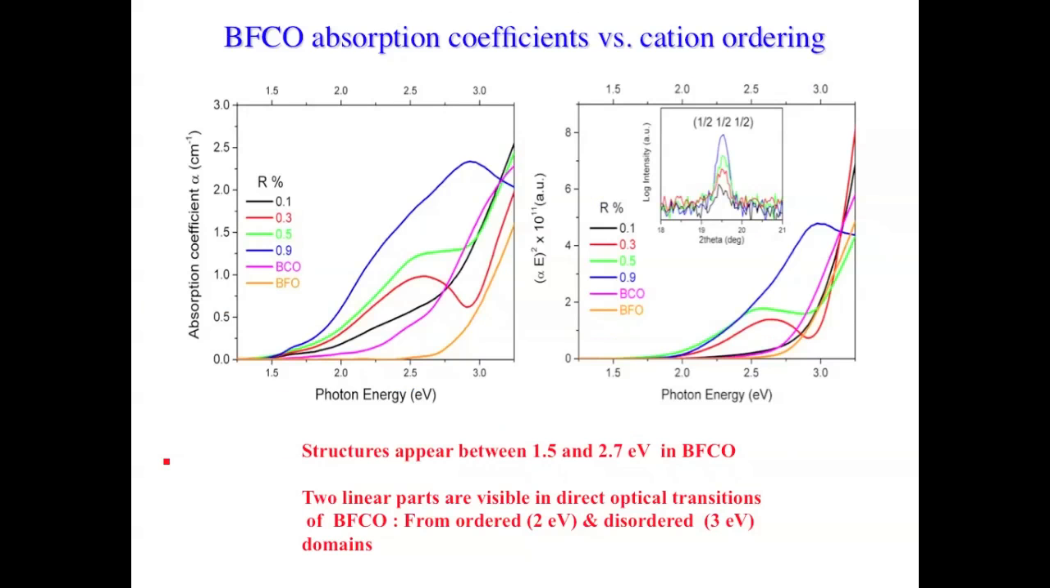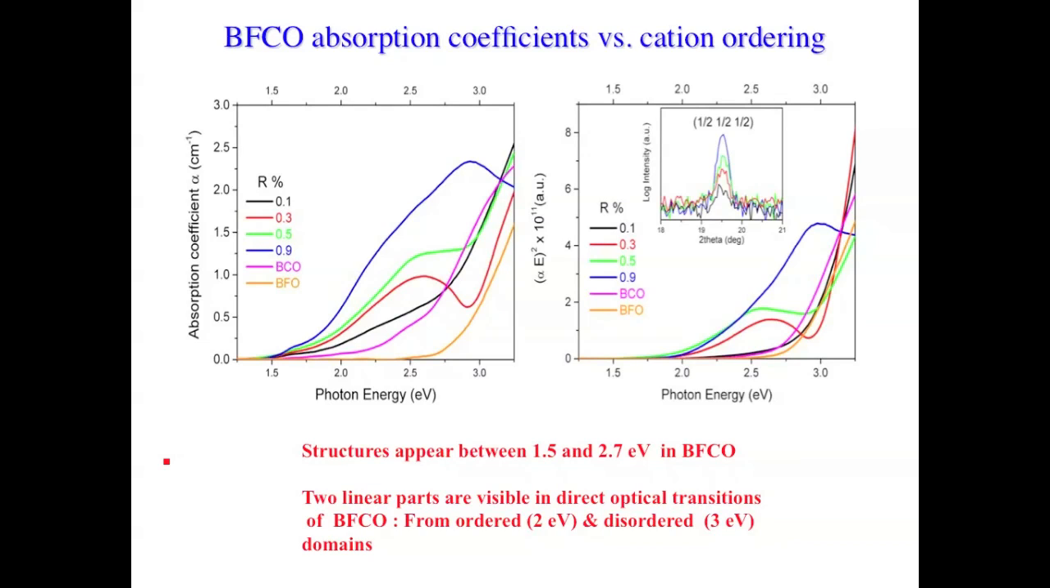Here I give some absorption properties of the BFCO films deposited at different conditions, and we vary the temperature of growth from 550 to 650 degrees Celsius, and we compare with the native materials, BFO and BCO, in these different colors here. So we can see that for BFCO a peak appears between 1.5 and 2.7 eV.